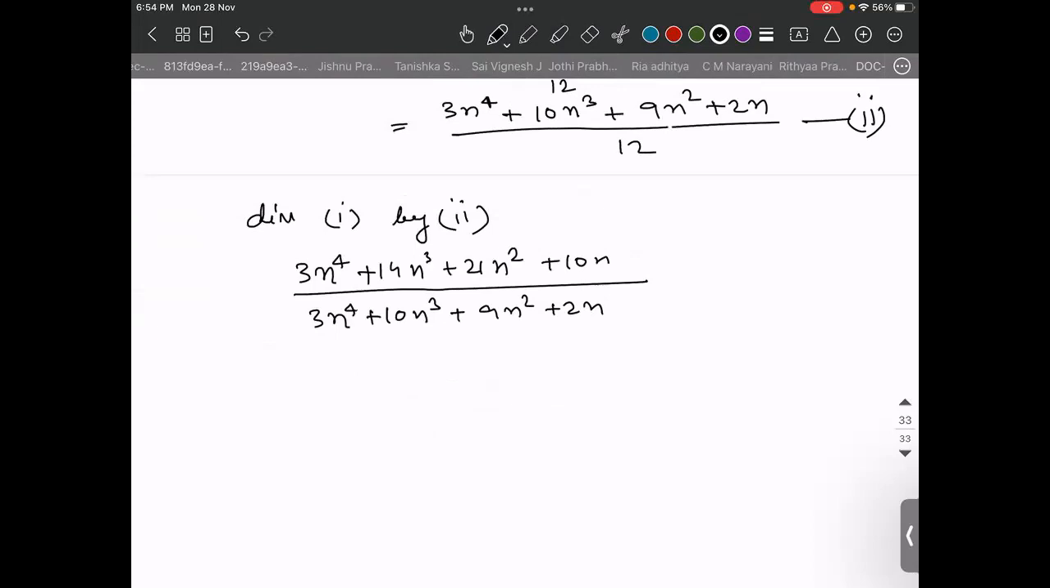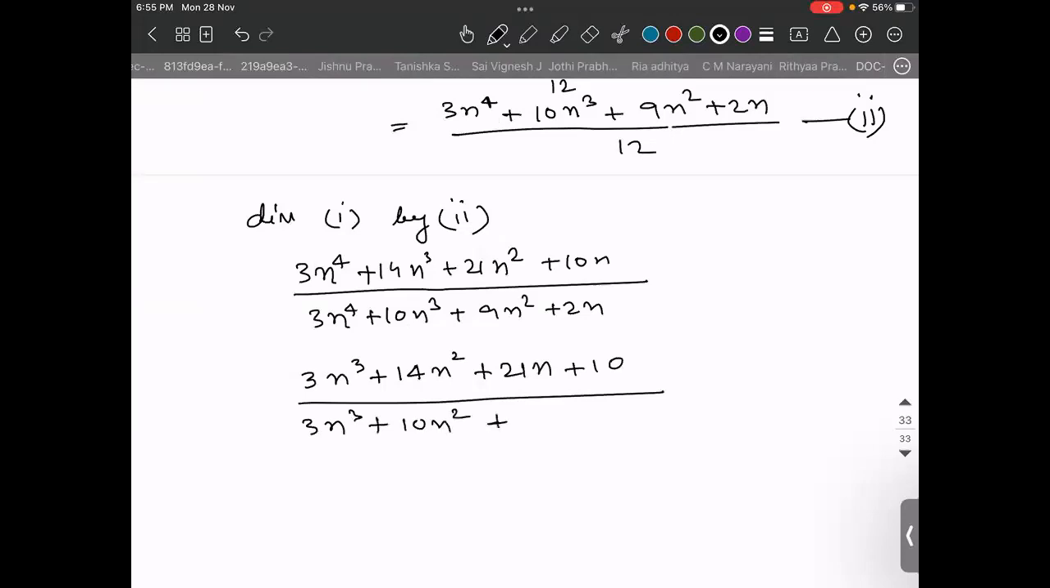See, first thing what you can do is this is 3n cube plus 14n square plus 21n plus 10 whole divided by 3n cube plus 10n square plus 9n plus 2. Because we are taking n here also, we are taking n outside. Here also we are taking n outside, and we are cancelling these 2. Okay. Now you just need to simplify this. Try to write it in terms of a plus b whole cube.